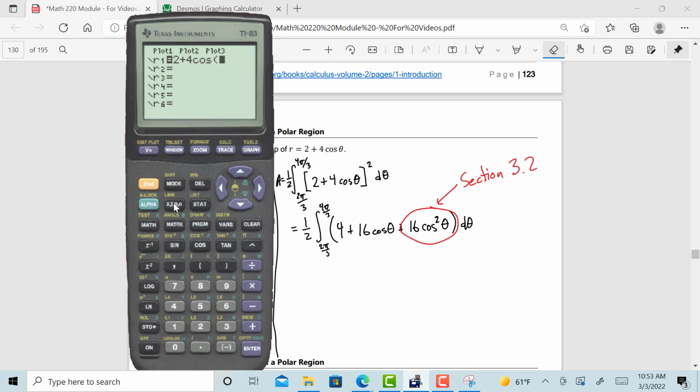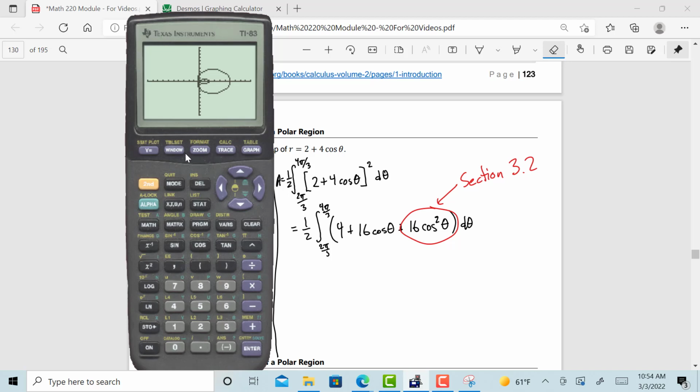So if I go ahead and press that button, I'm going to get a theta, close parentheses. And let's go ahead and graph and see what this looks like. So yeah, it's just like the one we saw in Desmos. Now here's where this is kind of nice.